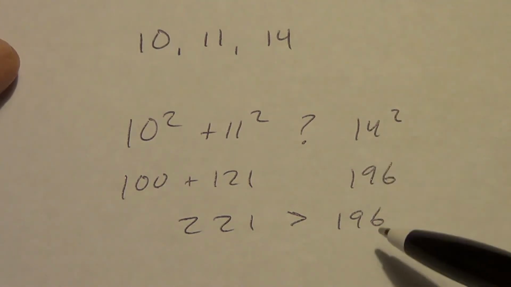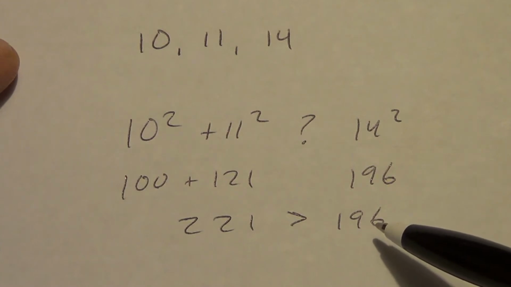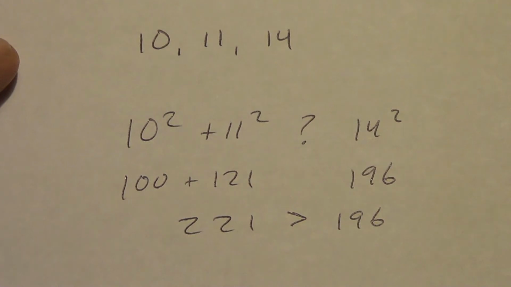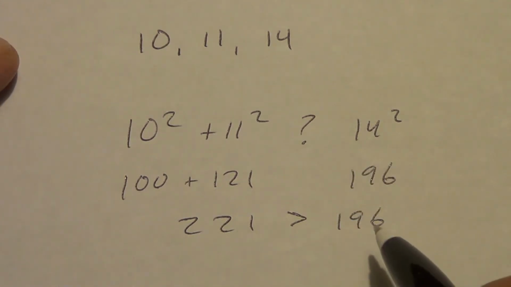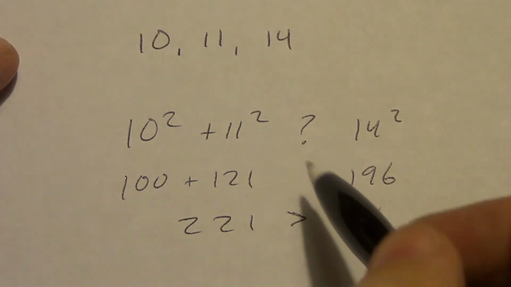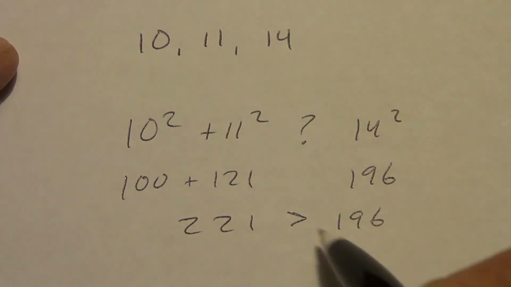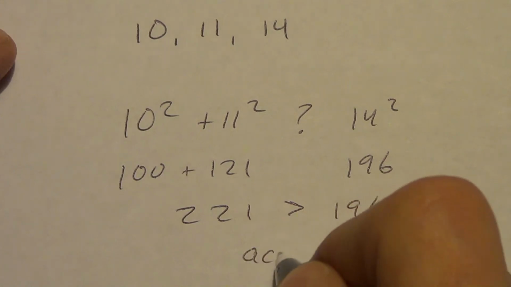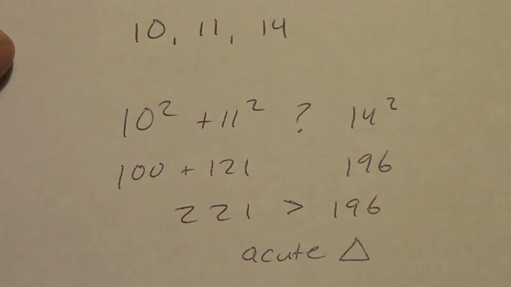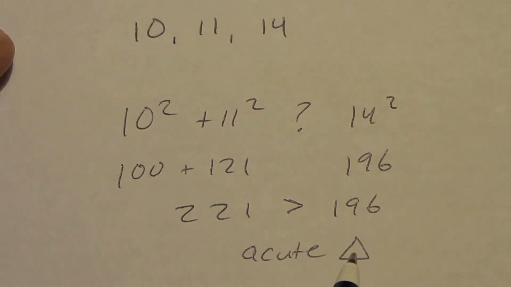If C squared is too small, then that means C must have been too small, which means the angle across from C must have been too small. Well, we know that if it was equals, it would be a right angle. C was the biggest side, so the angle across from it is the biggest angle. The angle across from this was too small to be a right angle. So if it's too small to be a right angle, it must be an acute triangle. A squared plus B squared greater than C squared gives me an acute triangle.